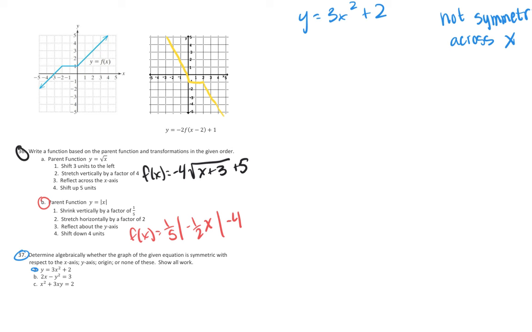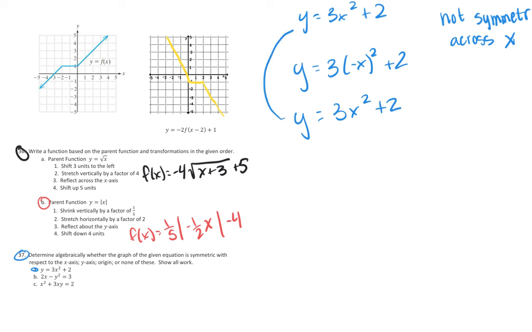So we plug in a negative x in for x and see if it's equivalent. So we have y is equal to 3 times negative x squared plus 2. And a negative x squared is equivalent to an x squared. So we get y equals 3x squared plus 2, which is what we originally had. So this function is symmetric across the y-axis.